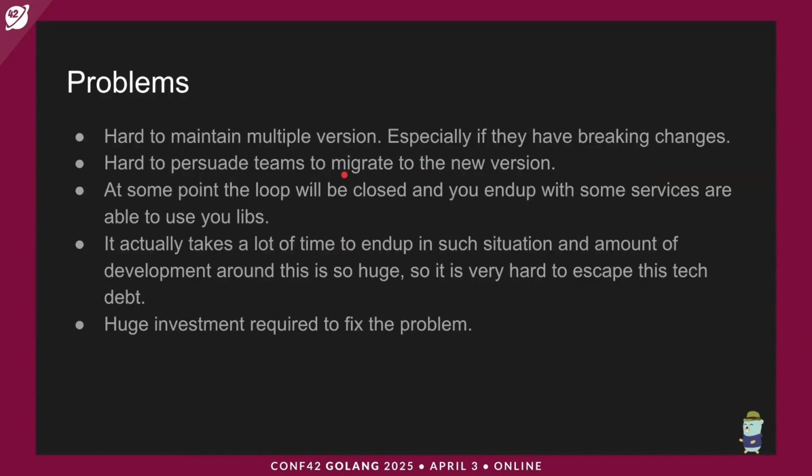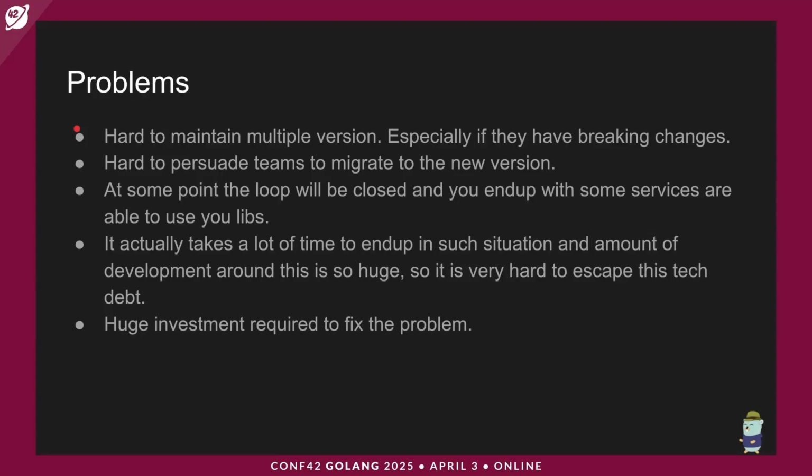And if you look at what the problems are, it's hard to maintain multiple versions. As I mentioned, the team which created this library may not have the capacity to maintain version 1 and version 2 and keep different interfaces. It is also hard to push other teams to migrate to a new version. As I said, they also don't have capacity. And for them to assure their product people that technical debt is something bad and we need to migrate is usually very complicated. At some point, the loop will be closed and you will end up with some services not being able to use your libraries, as I mentioned in the example above.